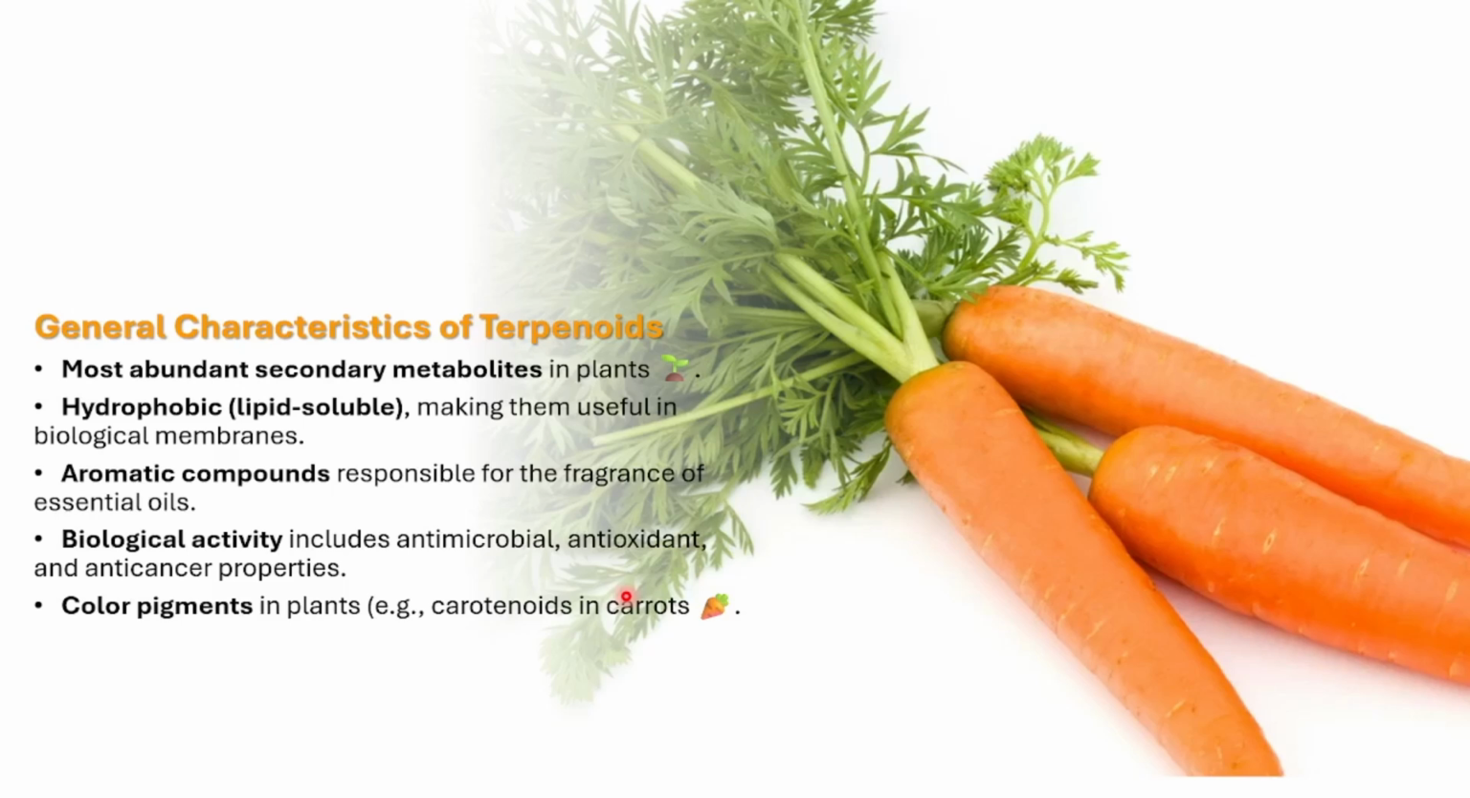Different terpenoids have different characteristics because isoprene units combine to form different structures and different types. So they are responsible for the different properties. Just like a color pigment in plants. An example is carotenoid in carrot, which is responsible for the color of the carrot.